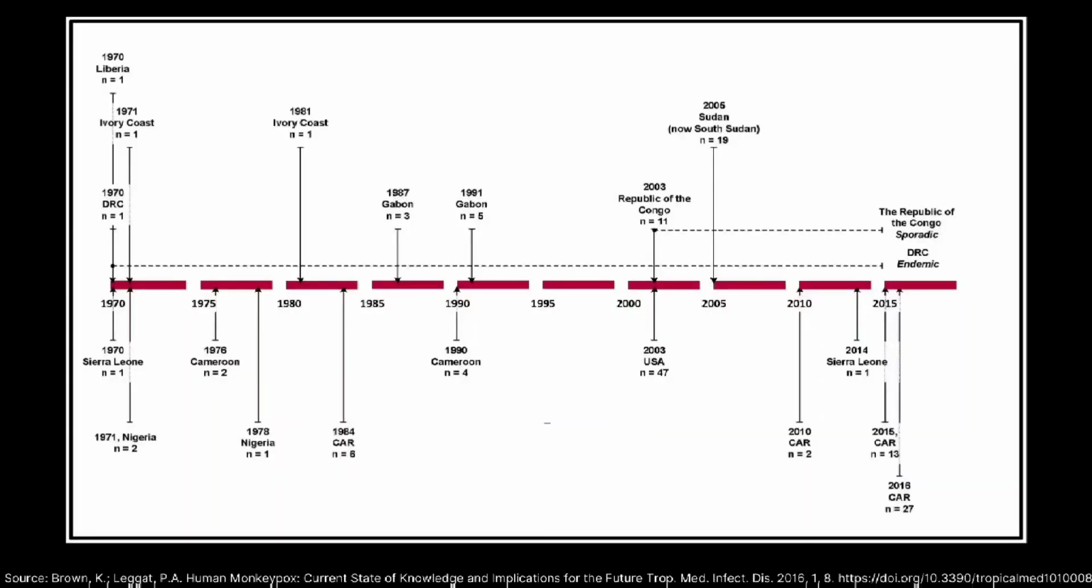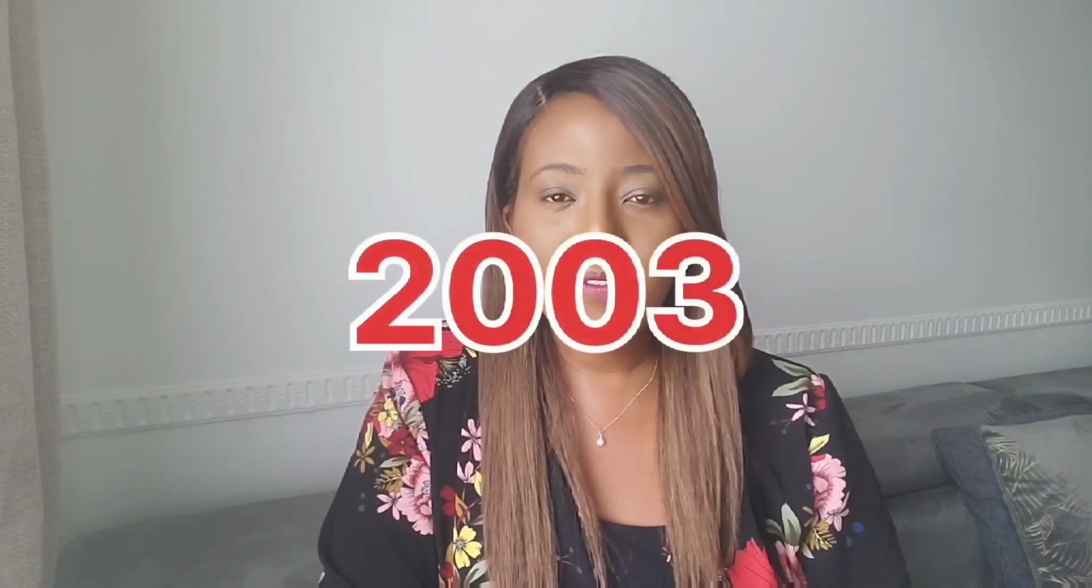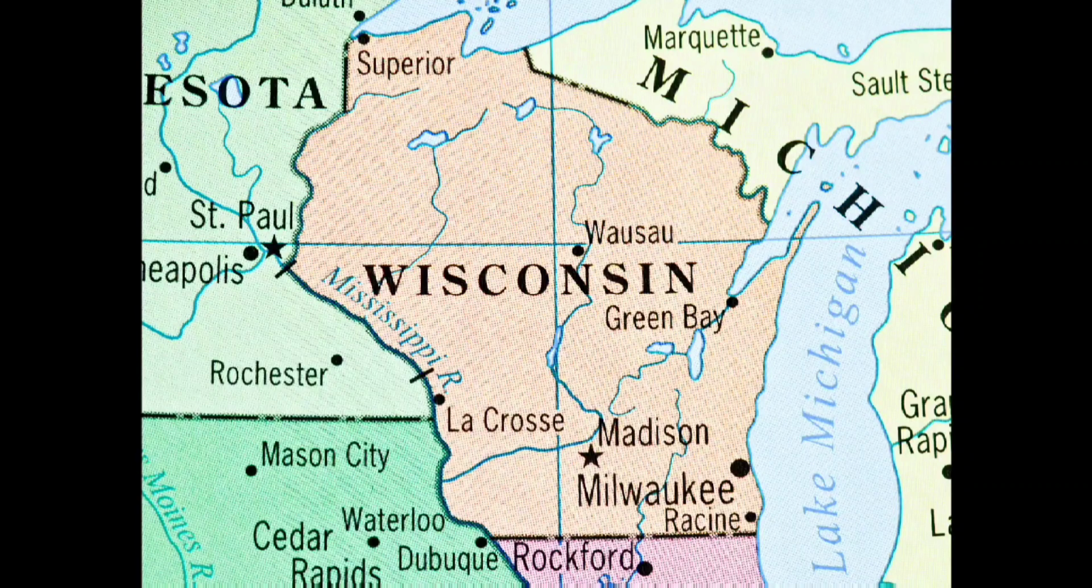Since 1970, the majority of human monkeypox cases have been located within the Congo Basin and in West Africa. Human monkeypox then continued to be endemic in Africa. It wasn't until 2003 that the first known human case of monkeypox outside of Africa was reported. In the Midwest of the United States of America, it was reported that a shipment of over 800 small mammals arrived in Texas from Ghana.